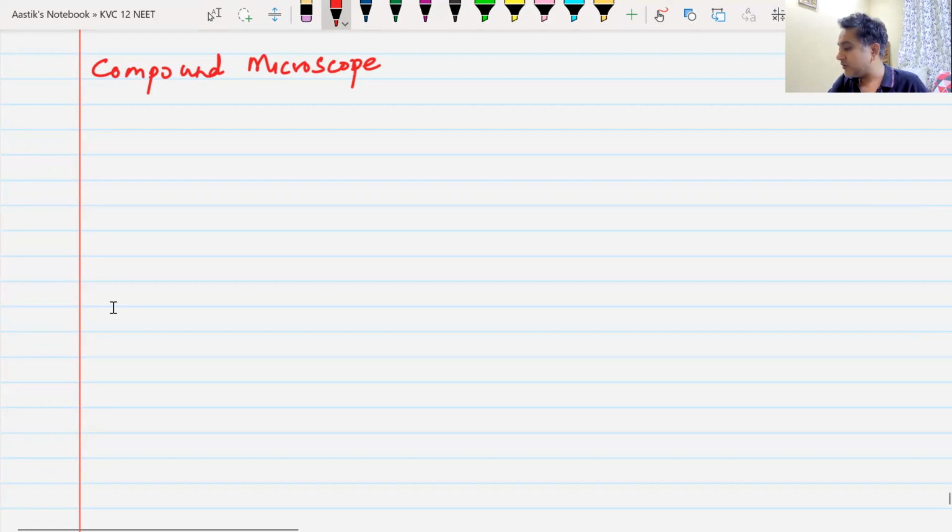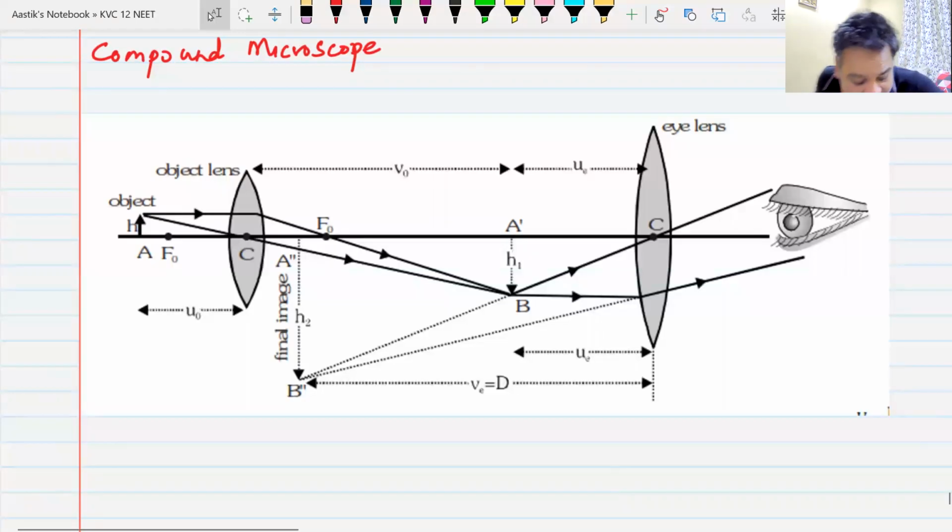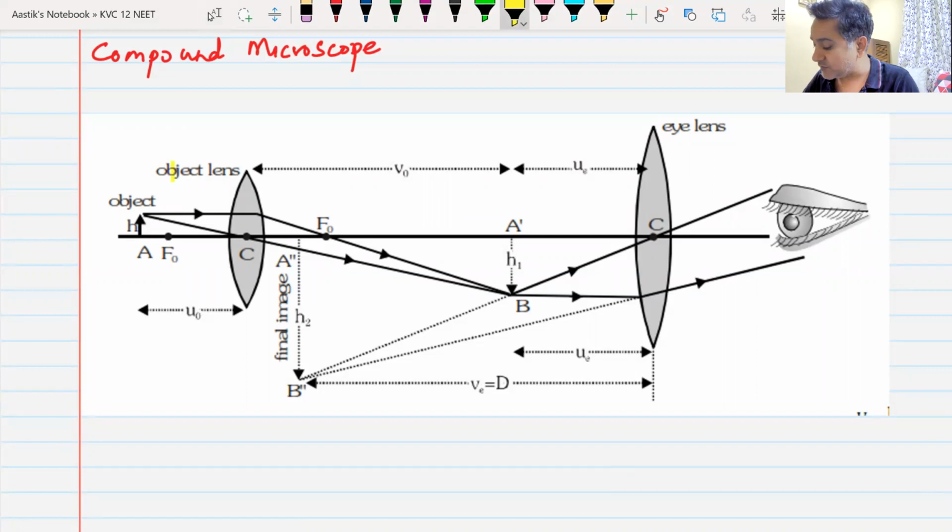So I'll just mark out the important points and you will draw the diagram. So it has two lenses, yes or no? An objective lens, this is the lens which is facing the object. You can see the object is here. This is a small lens, small aperture, small focal length. And then you have a bigger lens, the eye lens.